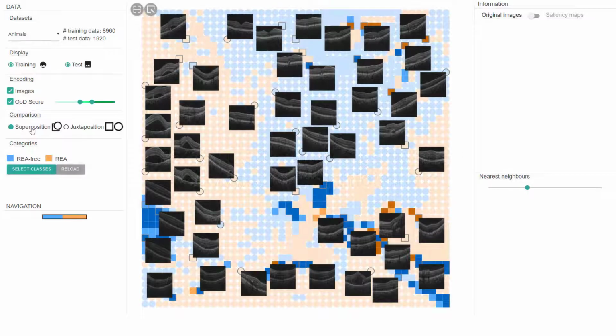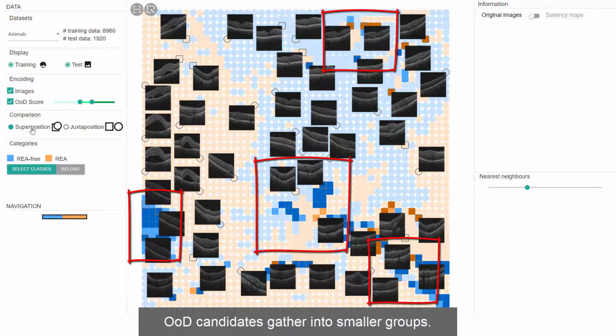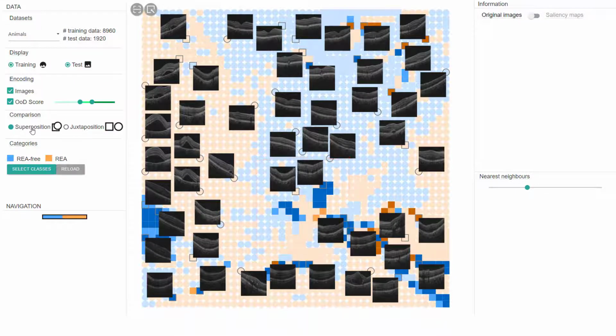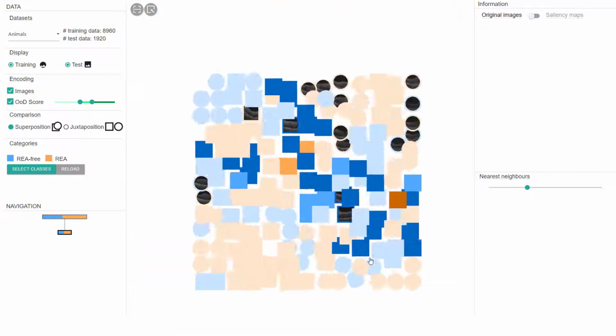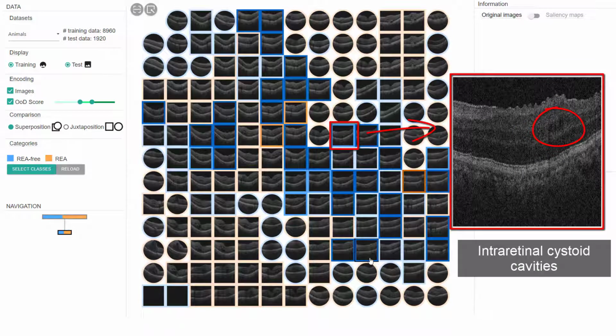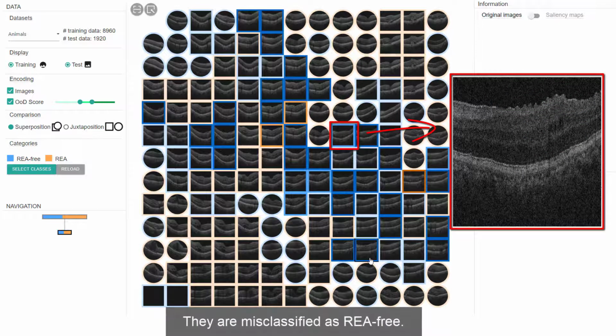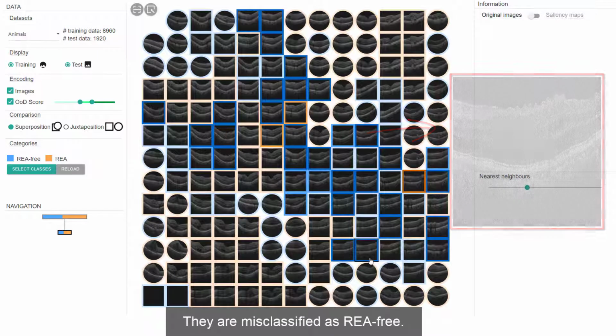Part 2. OOD candidates with no obvious renal thickening. In the superposition mode, OOD candidates gather into smaller groups. The doctor starts from the boundary. Those images look like REA-free. He zooms in and finds some images with intrarenal cystoid cavities, but no obvious renal thickening. They are misclassified as REA-free.